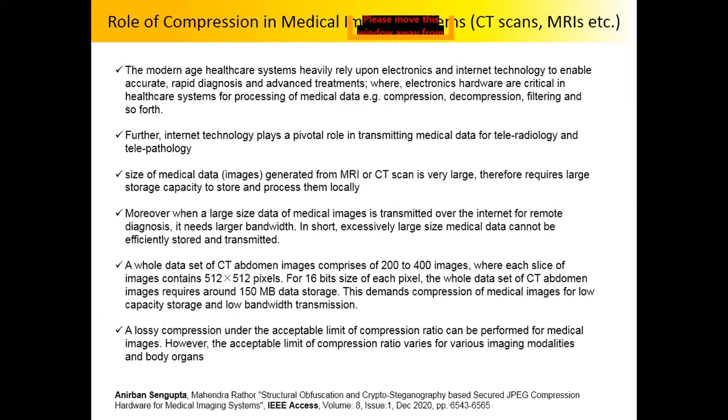But the most important thing to understand is that there is a trade-off involved here: while you do the compression, the quality of the region of interest should not get distorted. Therefore, lossy compression under an acceptable limit of compression ratio can be performed for medical images. However, this acceptable limit of compression ratio varies for different imaging modalities and different body organs. Next slide, please.